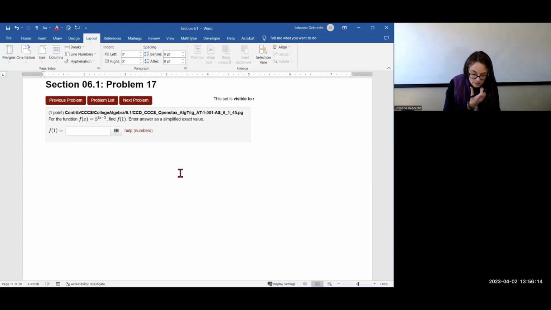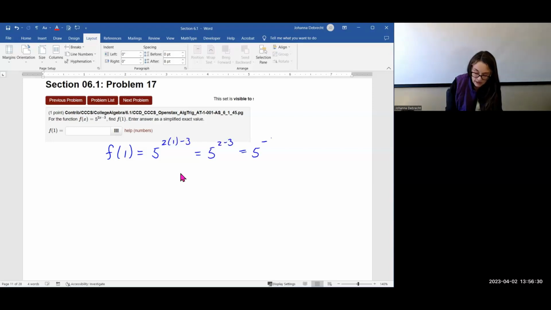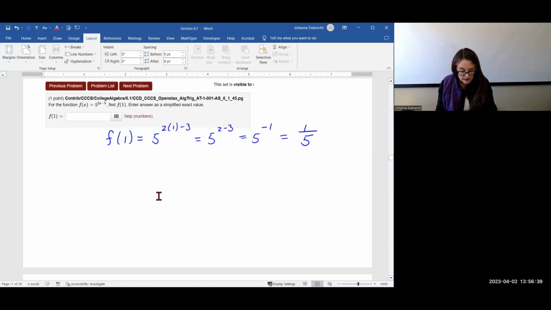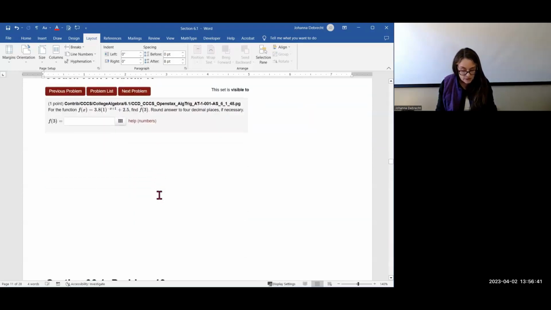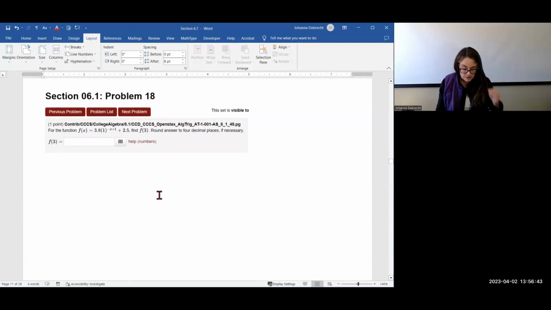And when I look at this particular one, if I plug in the value x equal 1, I get 5 to the power 2 times 1 minus 3, which gives me 5 to the 2 minus 3, which gives me 5 to the negative 1, which gives me 1 over 5. And it is exponential, right? Okay, let's move on to the next one, and we'll decide if we think this one is exponential or not.